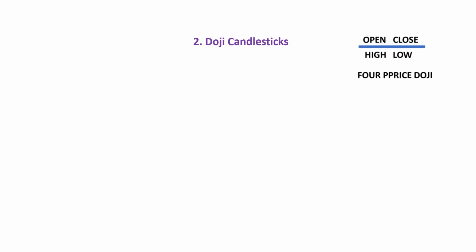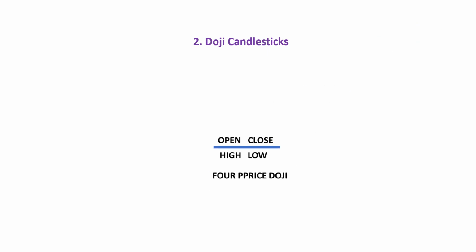And finally, 4 price doji. This pattern, also known as coma doji, has all four prices, open, high, low, and close, equal or very close to equal. It indicates extreme market indecision and can suggest a potential reversal or continuation depending on the context of the pattern's appearance in the chart.